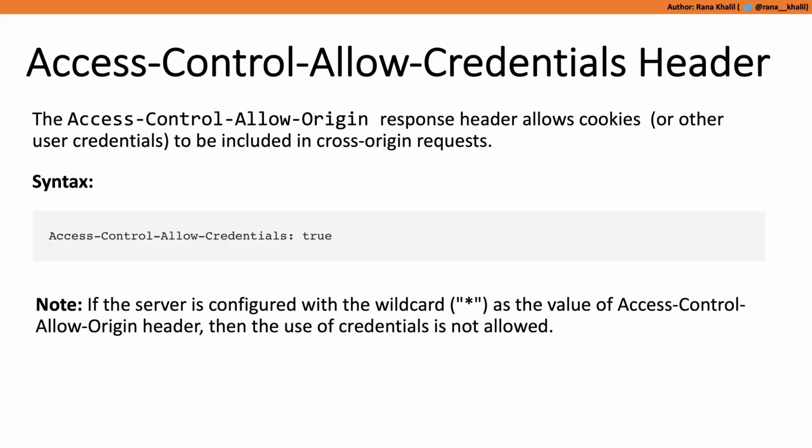Now, it's important to note that there are restrictions on when you can use that header. If the access control allow origin header is set to the wildcard character, which is the star character, then it's no longer allowed to set the access control allow credentials header to true. The reason is for security purposes. If you've got the access control allow origin header set to star, that means any origin on the internet is allowed to access your website.